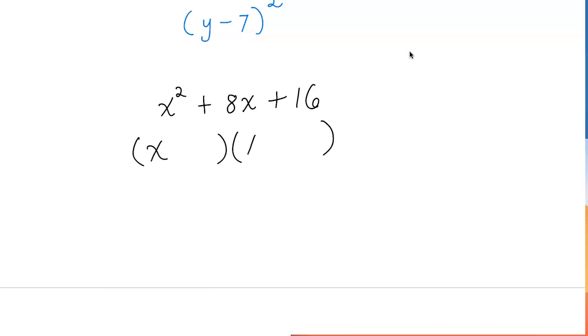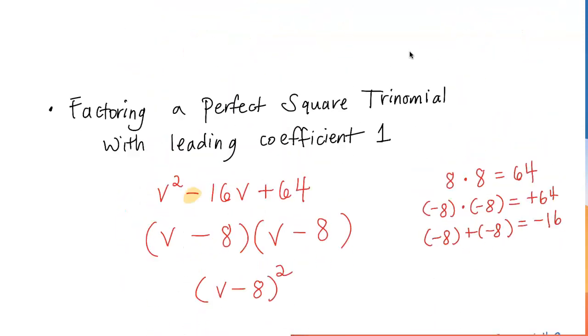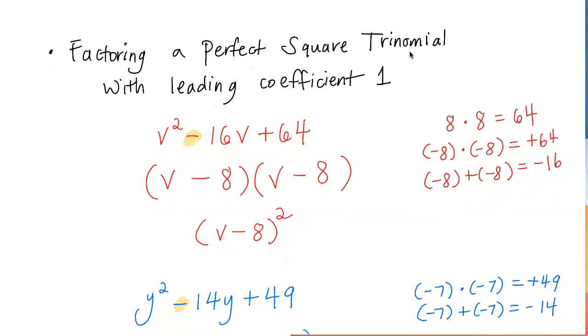x times x, right? What times what is 16? I was thinking 4 times 4 is 16. And if you add positive 4 and positive 4, we get 8. So the numbers have to be positive 4 for both. And we can simplify this as x plus 4 squared. So I showed you 3 examples in this video of how to factor a perfect square trinomial with the leading coefficient 1.